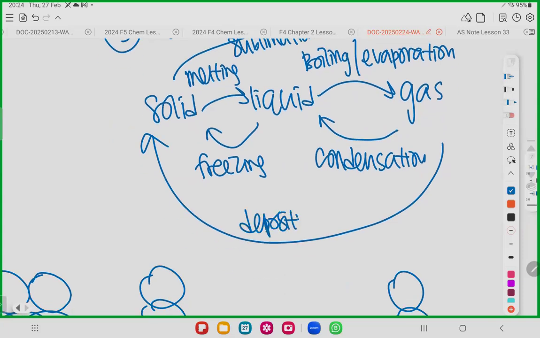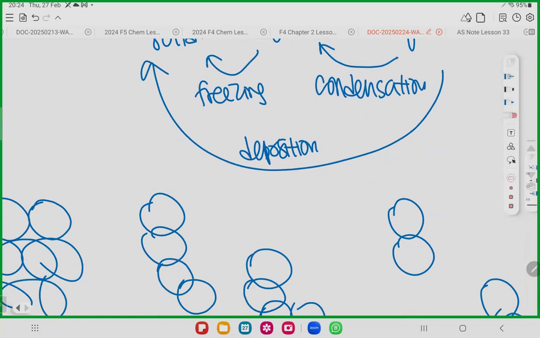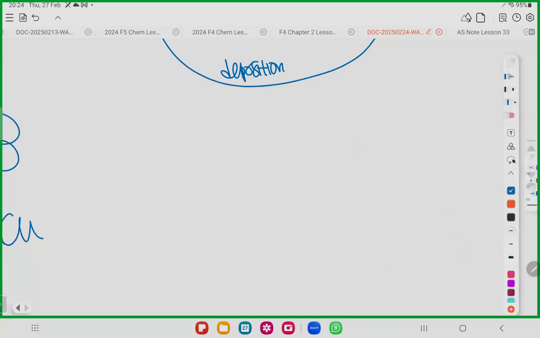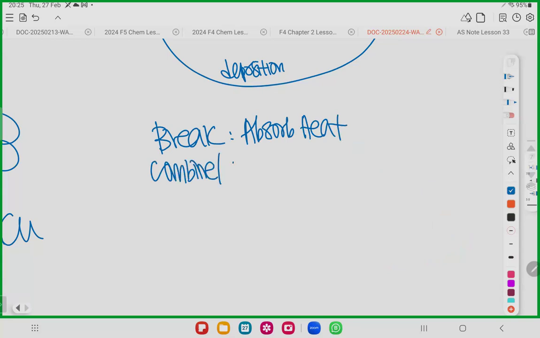Okay, so make sure you all know the names of all these processes, and you must know which process absorbs energy and which process releases energy. So I told you a simple tip in the last lesson, you don't need to memorize. If in that process you need to break something apart, then you need to absorb heat. If in that process you want to combine or stick things together, then you release heat. Just use this simple idea, then we will be able to know which process should absorb heat and which should release heat.